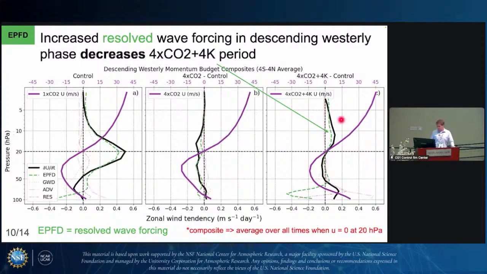And we see that we have an increase in the zonal wind tendency, largely due to this resolved wave forcing. And since this increase in tendency is located below the core of the westerly jet, that means that resolved wave forcing will hasten the descent of the westerlies and shorten the QBO period.